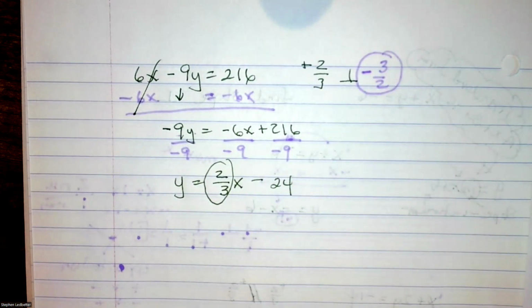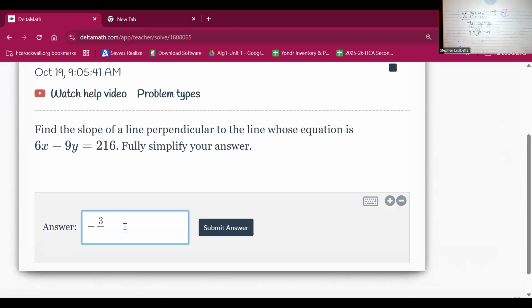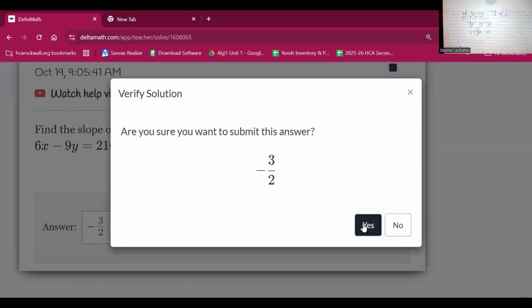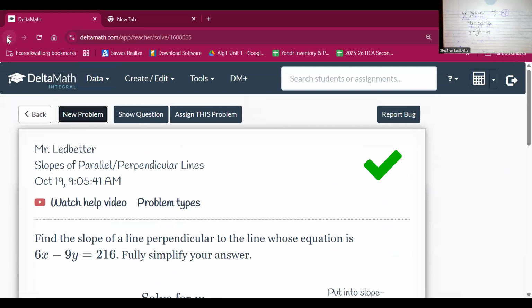All right. So we're going to go here. As soon as I find my cursor. And I'm going to put negative 3 over 2. There we go. All right, so I think we got that one. Let's go on to the next one.